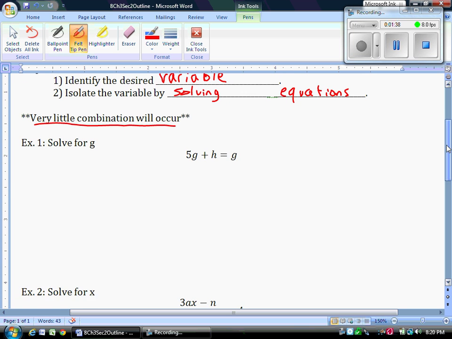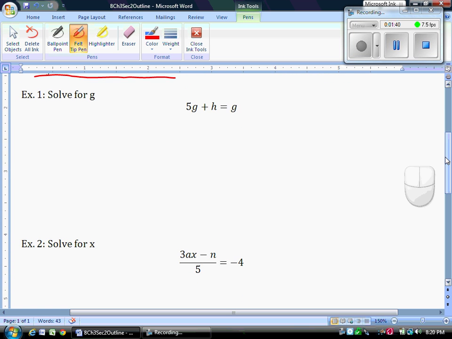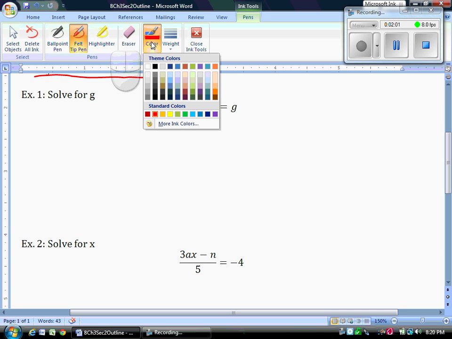So let's take a look at our first example. Solve for g. We have 5g plus h equals g. Now, I know some of you are sitting there saying, oh, but Mr. D, we don't have to solve for g because it's already solved for g. But what you're not seeing is g actually occurs twice. So I need to get those together first before I can say that it's solved for g. Okay? So let's go ahead and figure this out.